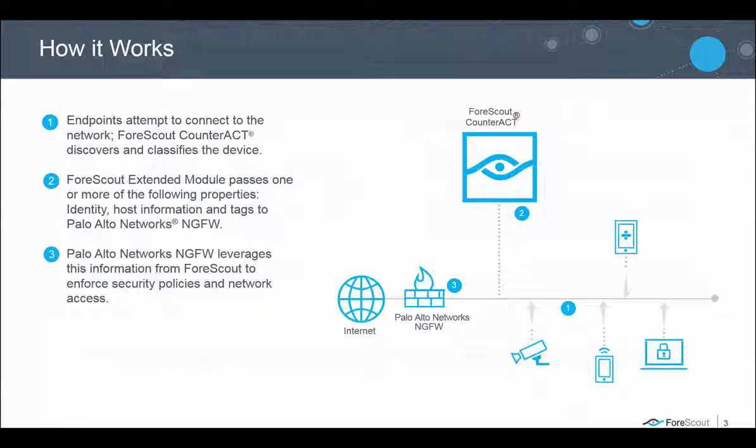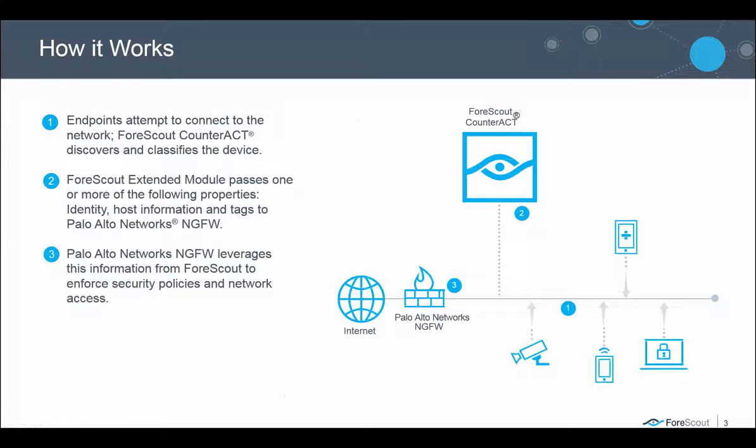So let's see how the solution works at a high level, and then we will talk about two very specific use cases that we'll see in the demo. When a device connects to the network, whether it be wireless, wired, or VPN, ForeScout CounterACT will discover and classify the device immediately. The ForeScout extended module for Next-Gen Firewall will pass one or more of the following properties, like user identity, host information, and tags, to the Next-Gen Firewall. The Next-Gen Firewall will leverage this information from ForeScout to enforce security policies and network access.